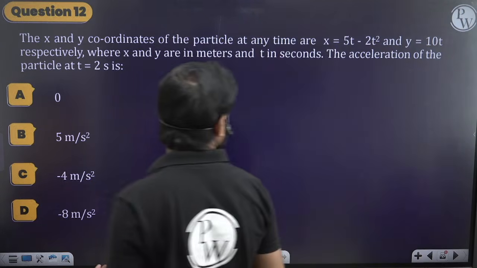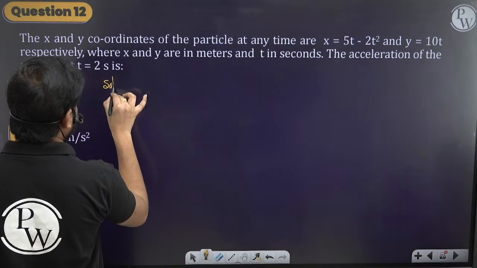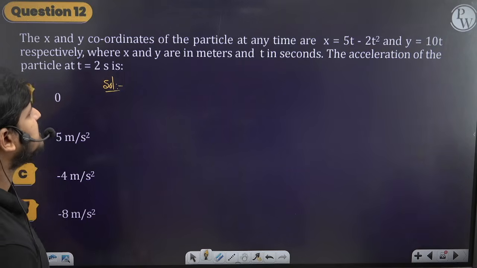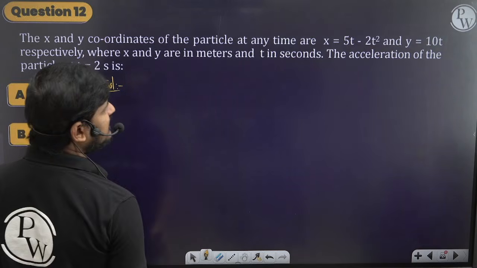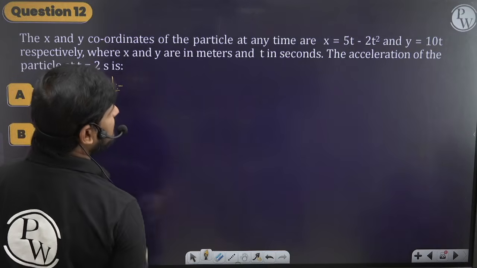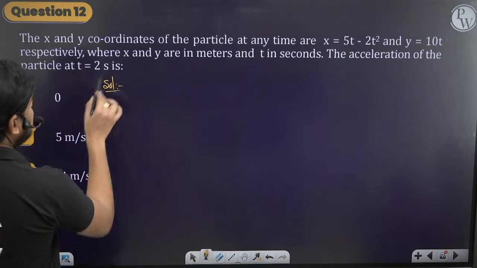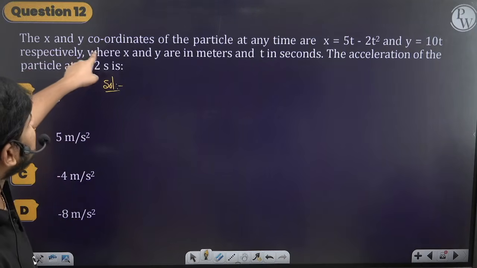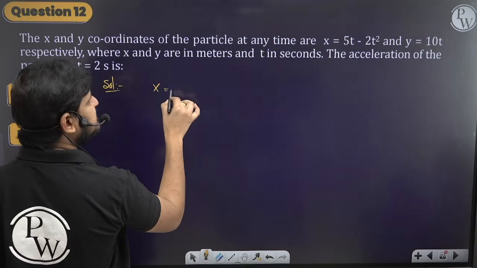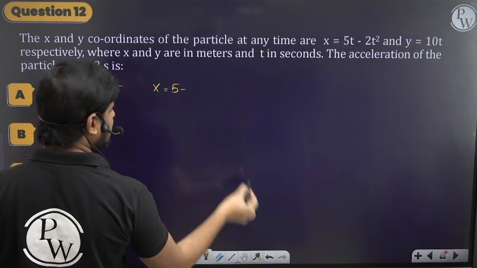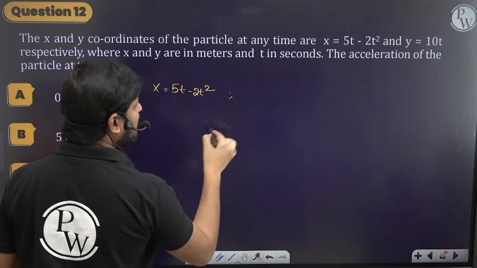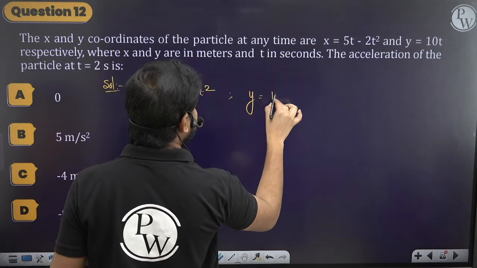So let's see the next question. The x and y coordinates of the particle at any time are x equals 5t minus 2t square, y equals 10t, where x and y are in meters and t is in seconds. Find the acceleration of the particle at t equals 2 seconds. See here, the x and y coordinates of the particle are given. That means the position of the body in the x direction is given, 5t minus 2t square, and the position of the particle in the y direction is given, which is 10t.